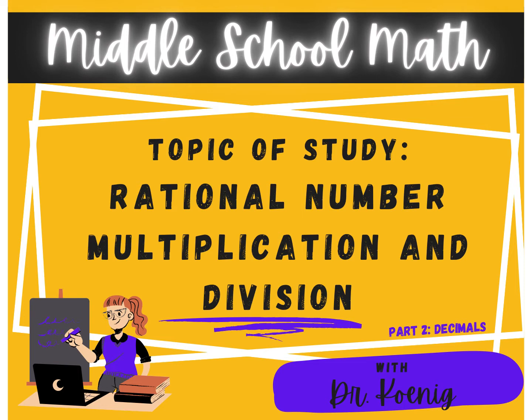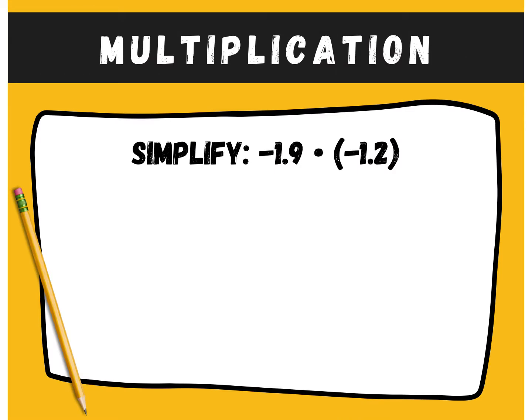Today we are talking about rational number multiplication and division. So rational numbers encompass a lot of numbers. It encompasses whole numbers, counting numbers. It encompasses decimals, fractions, negatives, everything. But in this video, we're focused on decimals, positives and negatives, but decimals specifically. All right, so let's jump right in.